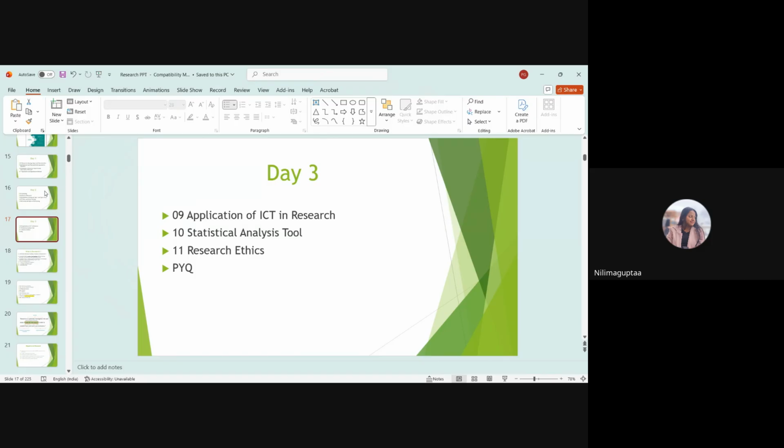What are the various different tools with regards to research and how do we use them at various stages of the research. Next is statistical analysis tool. And then we will have the main topic that is research ethics, the last topic, and some PYQ questions today.